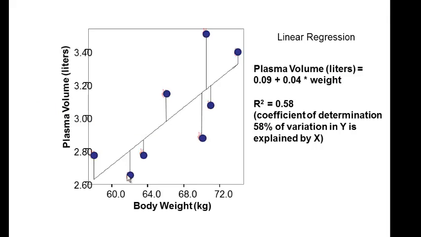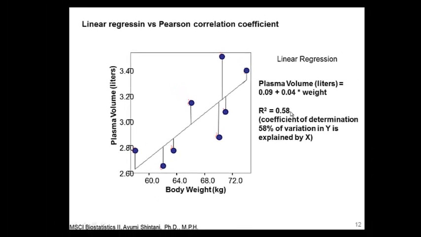So next, I'd like to make a comparison between linear regression and the Pearson correlation coefficient. When you conduct a linear regression, we talk about the intercept, we talked about the slope. And another metric linear regression gives you is called R-square. R-square in this case is 0.58. Okay? And this means 58% of the variation in Y, plasma volume, is explained by body weight. So the higher the R-square is, the better, and it can go up to 100%.